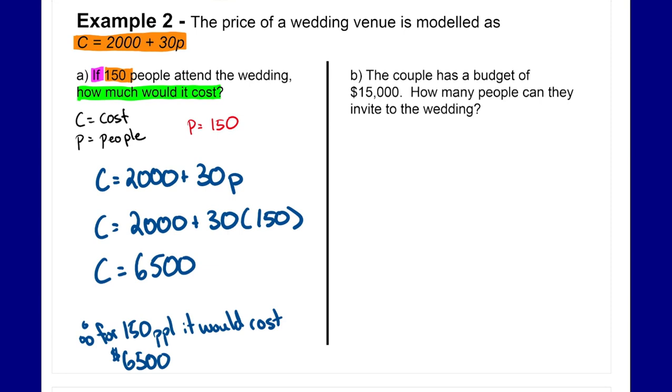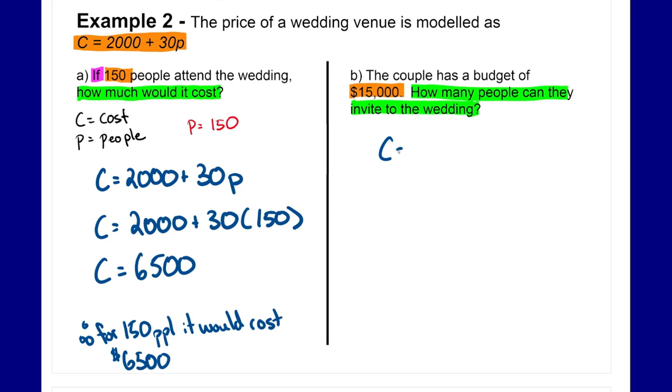For B, we have a little bit more of a question, so let's go through and highlight some things. A couple has a budget of $15,000. Okay, that's a number. How many people can they invite to the wedding? That's the question. In this question, I'm looking for number of people. How many people? And that usually indicates which variable I'm trying to solve for.